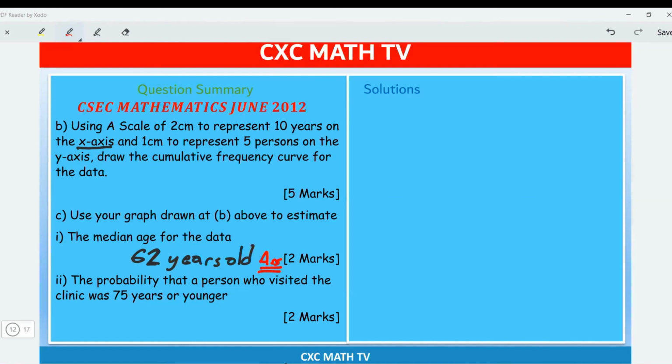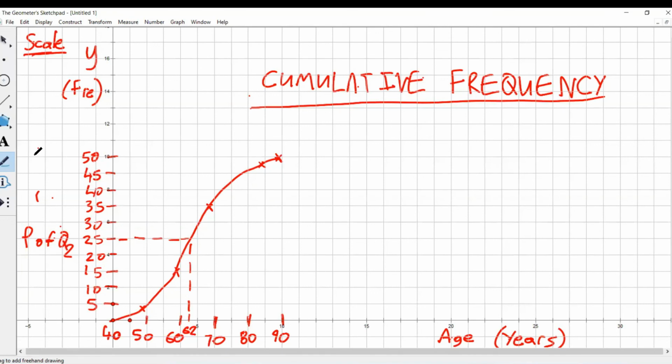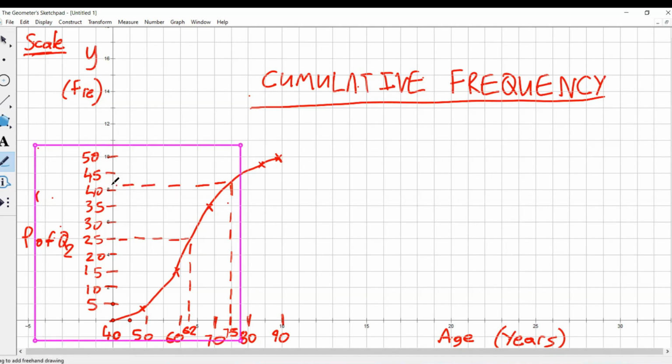Now, part 2 says, find the probability that a person who visited the clinic was 75 years or younger. First we need to find out how many persons are aged 75 and younger. This right here is 75, so we draw dotted lines going up and see what the graph gives us. Going across, that would be between 45 and 40. I'm going to go with 42. Your graph would be a lot more accurate. That looks about 42.